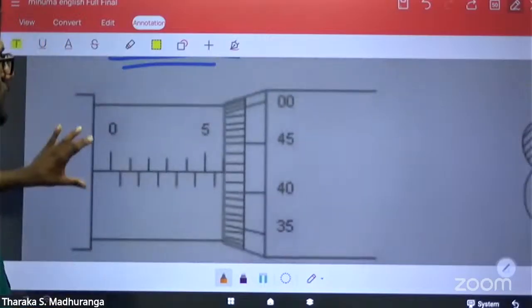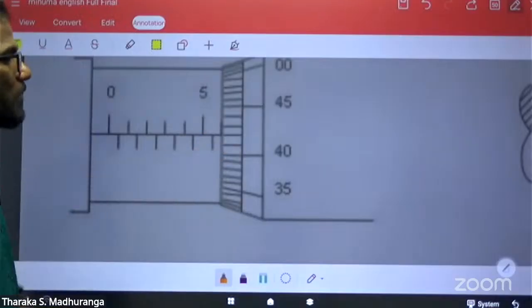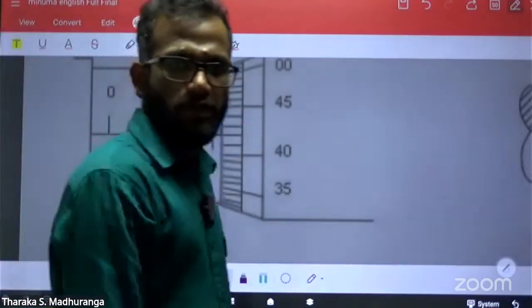Okay, next one. Same method. Now, very small difference.